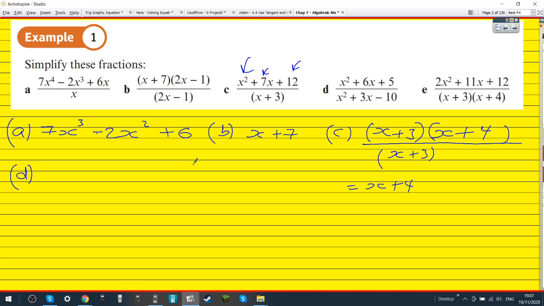Because of BIDMAS, you have to multiply and divide before you add and subtract. Yeah. And so instead of having plus or minus between all of them, we put them into brackets so they have times between them so that we can then do it. Wait, so when factorizing the top, would it be two numbers that multiply to make 5 and add to make 6? Yep.